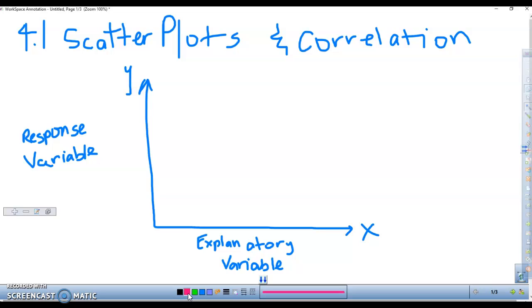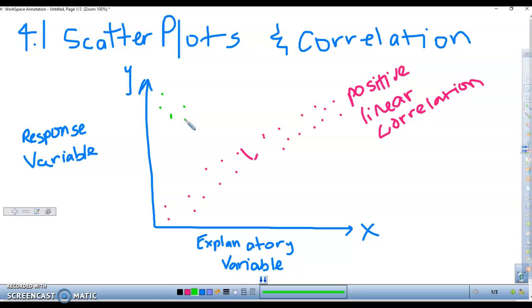Good afternoon, AP Stats. Today we're going to talk about 4.1, which is scatter plots and correlation. So to start, I'm going to create a graph with the explanatory variable graphed along the x-axis and the response variable graphed along the y-axis. Now, with scatter plots, we see a variety of little dots on my graph, preferably not those lines that I just drew. And when it looks like this, and it looks like it might have a positive slope, we call this a positive linear correlation.